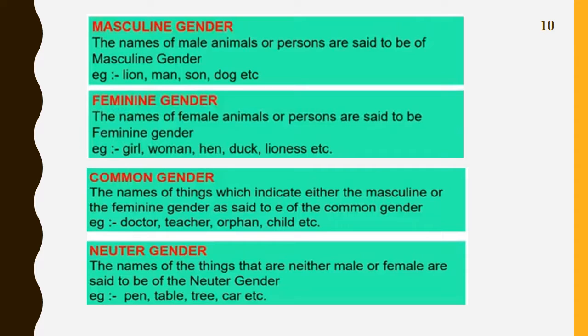Now common gender and neuter gender are, you can say, very much the same, as a doctor can be he and she both, a teacher can be feminine, an orphan can have both genders, a child can be from both genders, but pen, table, tree, car can never be defined as he or she. So this is a very slight difference.